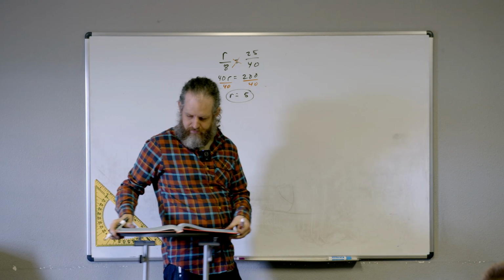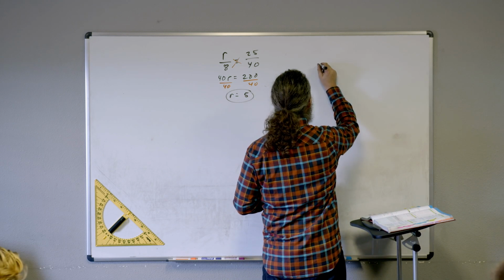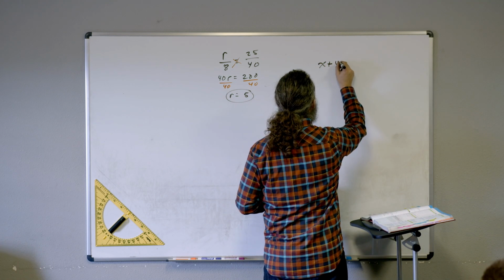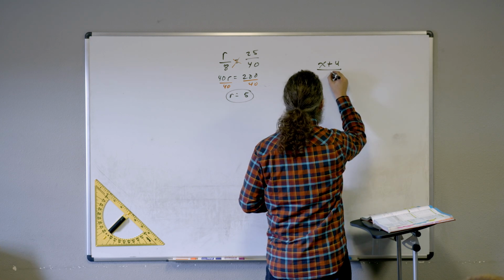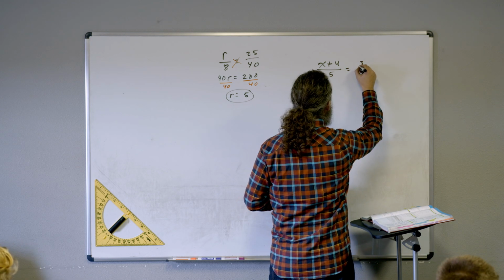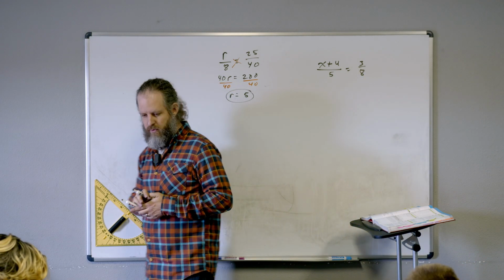What about this one? X plus 4 over 5 equals 3 over 8. So what would we do?